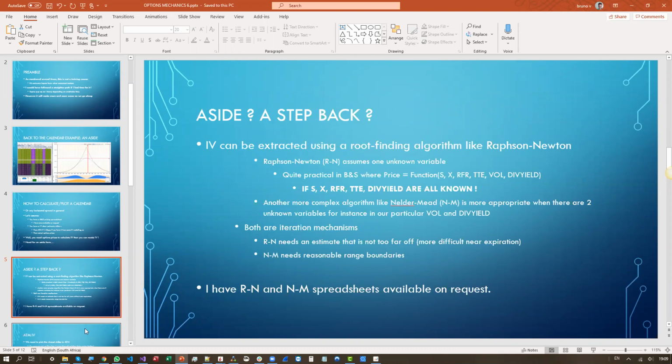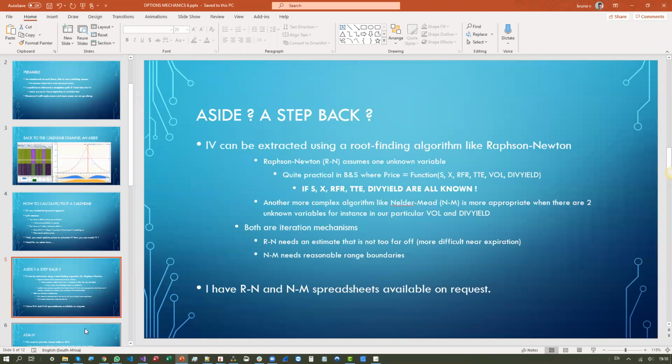Something I've mentioned earlier, but I think it's actually a good time to get back to that. I call it an aside, or taking a step back: how do we extract IV from options prices? The most common algorithm is something we call a root finding or root extracting algorithm, and it's called Raphson-Newton. Raphson-Newton is basically an algorithm that helps you find the zero in a function.